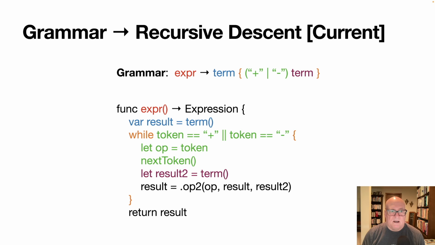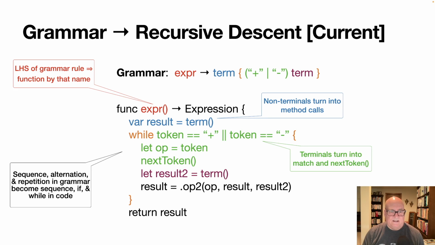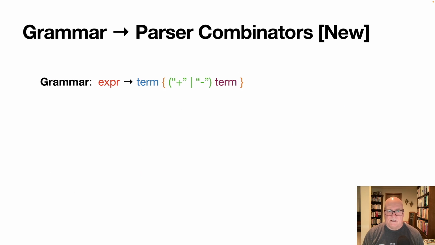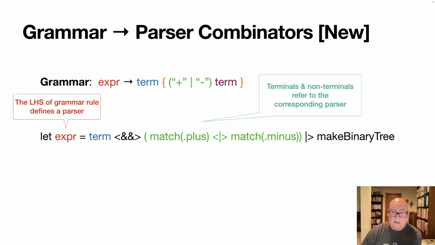Okay. The contrast is the combinator approach, the new way we did it. You have this grammar item, and then you translate it pretty straightforwardly into the combinators. In our case, term plus or minus term repeated. Well, we have this special operator, ampersand, for that. So the left-hand side maps to the left-hand side.